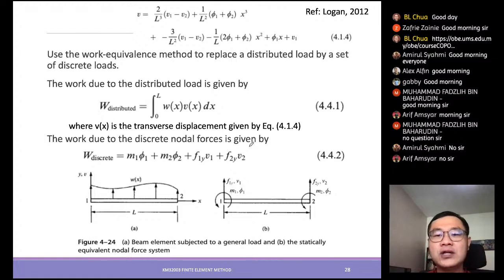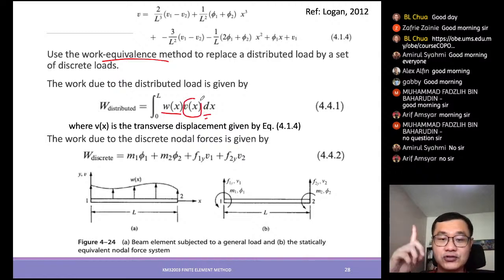Now if we would want to see how to use the work equivalent method to replace the distributed load, what you can do is integrate along the length with the distributed load, multiplied by the length, and multiplied by the vertical displacement itself, the V. That would give us the work.